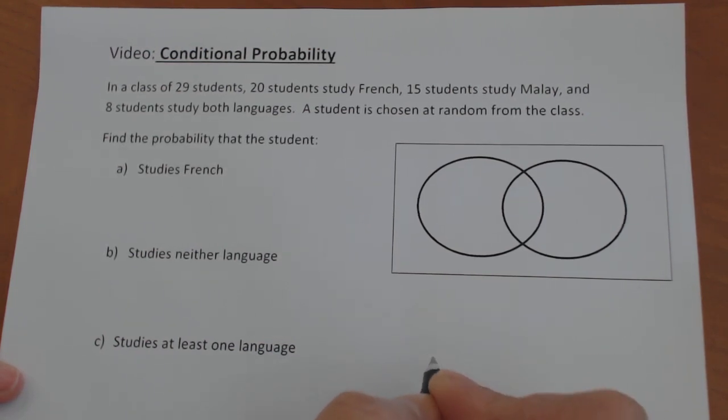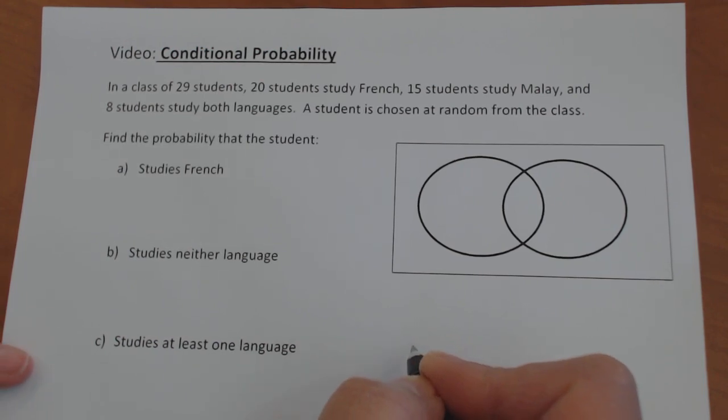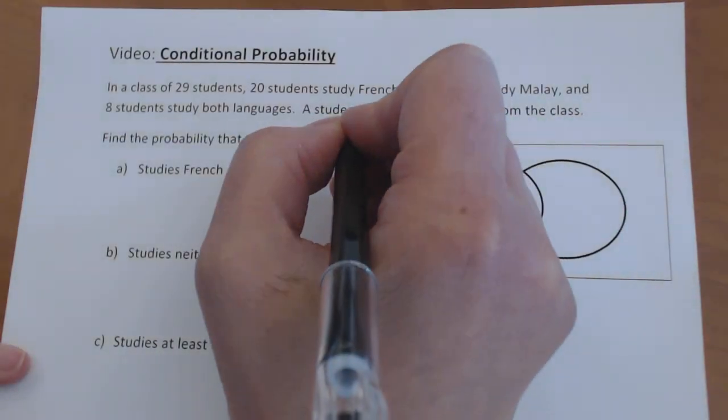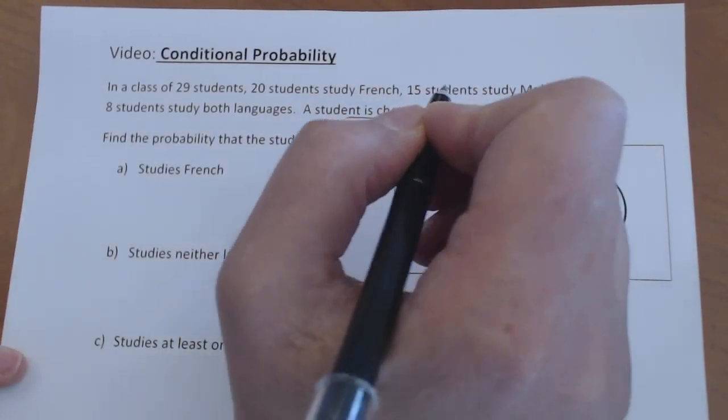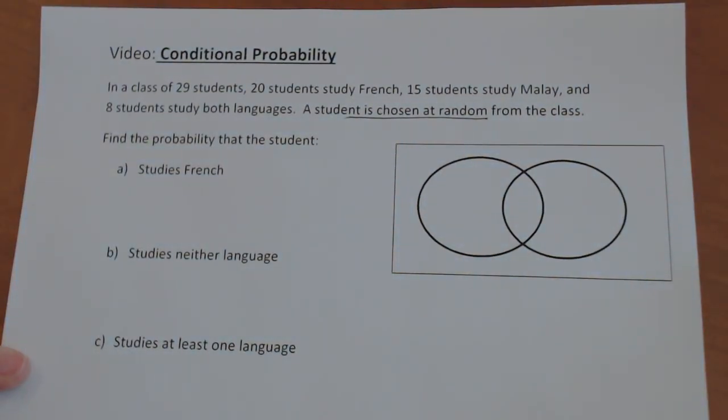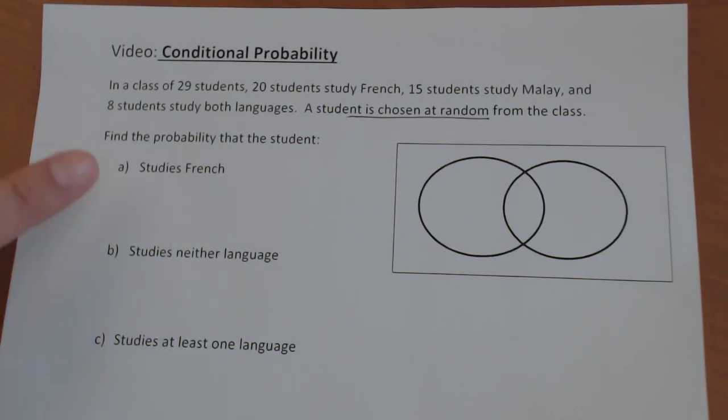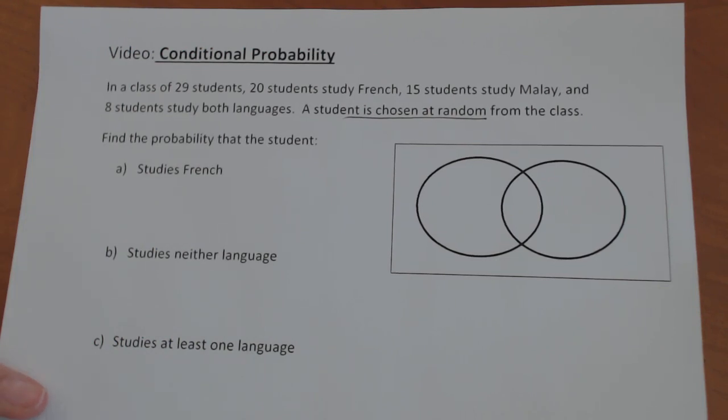Find the probability that the student... and so what we're going to have to do is find probability. When they say "is chosen at random," that means we're going to be doing a probability question, and this asks us as such, find the probability. So we have to remember probability is part out of the whole. And I'm also going to be using probability notation.